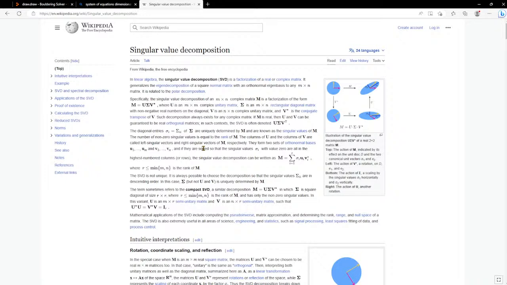Fascinating. The SVD is not unique. It is always possible to choose a decomposition so that the singular values are in descending order. In this case, sigma, but not U and V, is uniquely determined by M. The term sometimes refers to the compact SVD. Okay, this sounds like what I need.